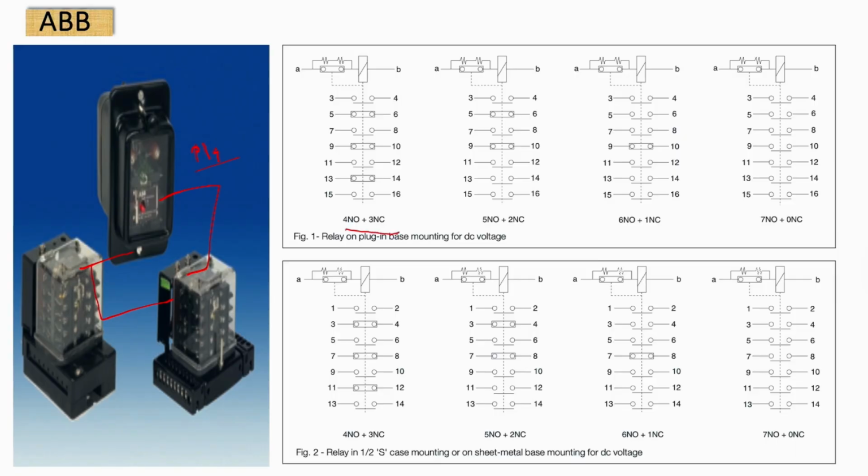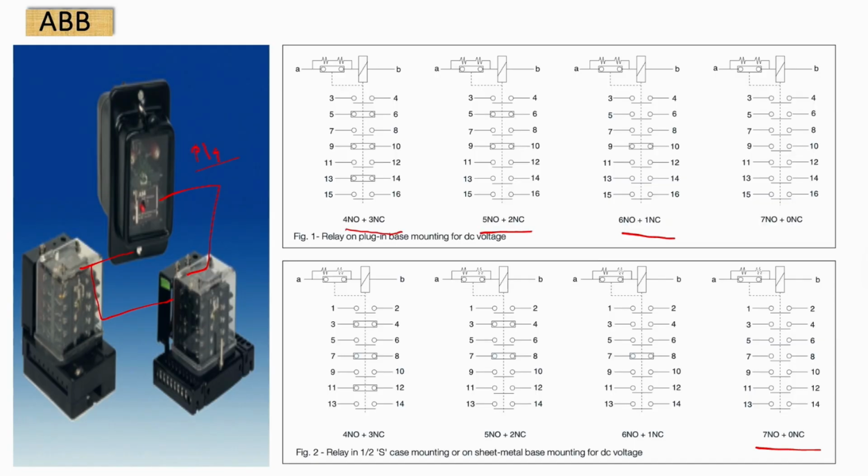Some have 4 NO's, 3 NC's, some have 5 NO's, some have 6 NO's, right? Some have 7 NO's and 0 NC's. What are your requirements? How many NC's do you need? How many NO's do you need? Friends, the purchase of a master trip relay must match our requirements.